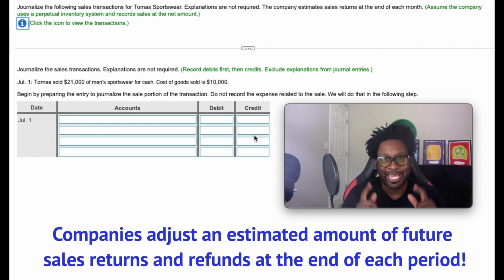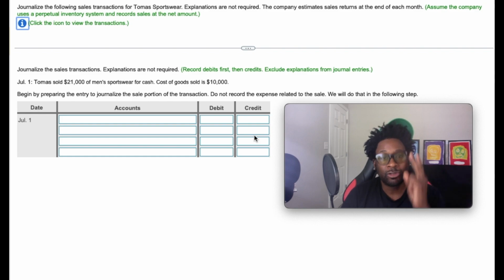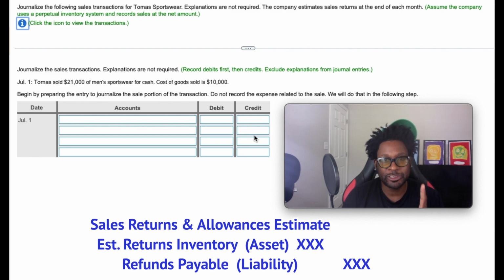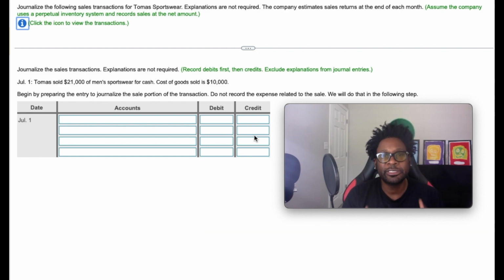So here's the deal, gang. At the end of each period, when it's time to do the adjusted entries, companies will estimate the amount of expected returns that a customer may bring back in the following period. Thus, two accounts will become affected in terms of an estimate. One, a refunds payable account, which happens to be a liability, and two, an estimated inventory received account, which happens to be an asset. Both of those particular accounts are mere estimates, gang, and will be adjusted in the actual circumstances that returns are being made.